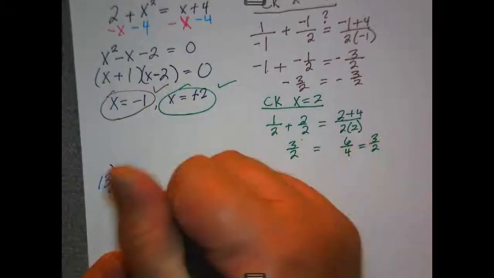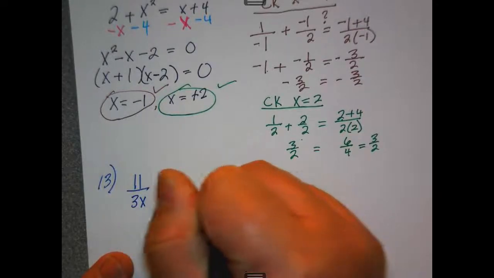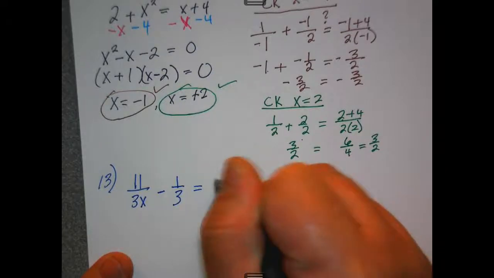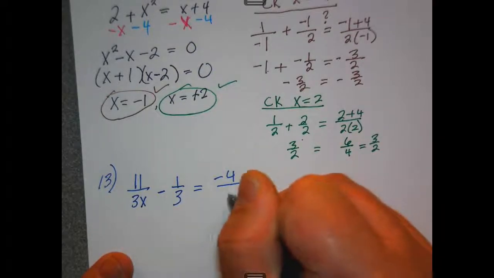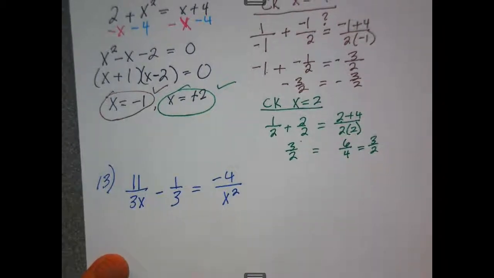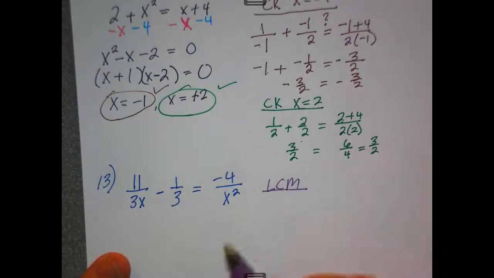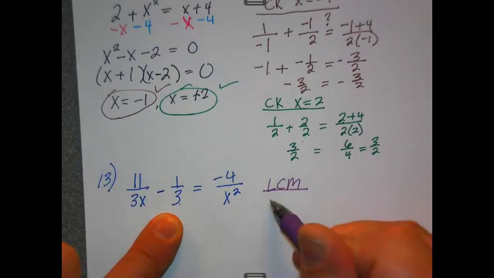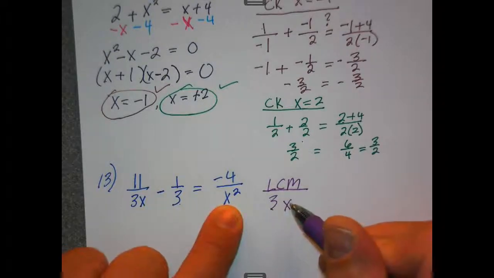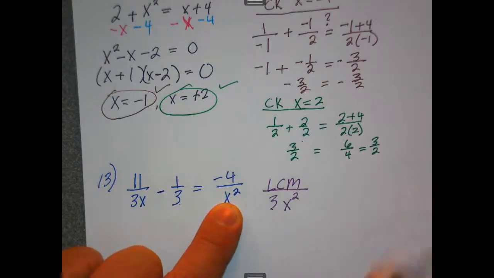I have 11 over 3x minus 1/3 equals -4 over x squared. Okay, what's my least common multiple here? Well, I need a 3. I need an x. But this time I have x squared, so my lowest x needed is x squared.